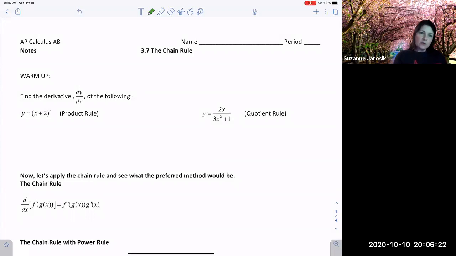Okay. So in order to show the chain rule, I actually do want to do the first warm-up question with you using product rule as it indicates. So find the derivative dy dx of the following, y equals x plus 2 cubed. If you want to pause and do that, I think that would be a great idea. And I'm going to go right into it, but you can pause and definitely give it a shot yourself, see how good your product rule is, right?